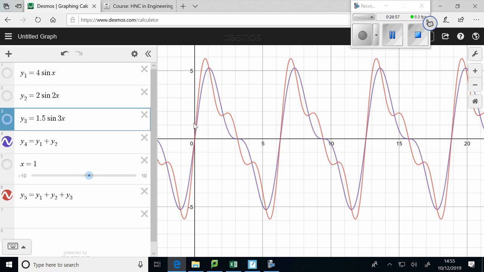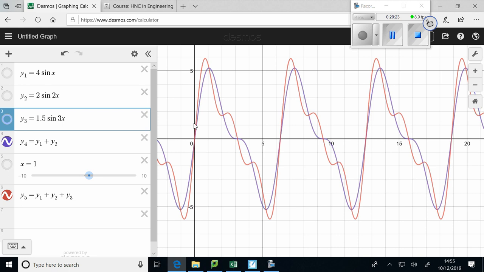What I'm going to get you to do is experiment with what happens as you add harmonics to a fundamental waveform using this graphing software. I'm going to be asking you to do something along those lines in the assignment, and therefore this will be the introduction to that.